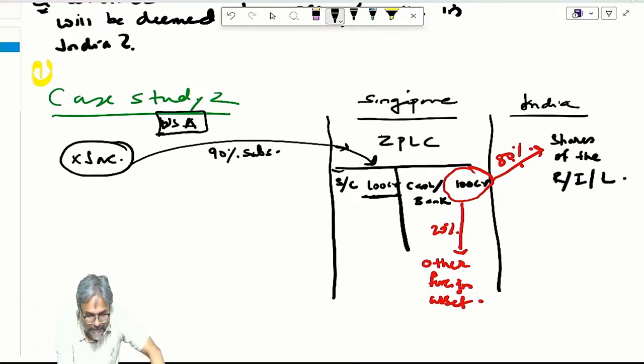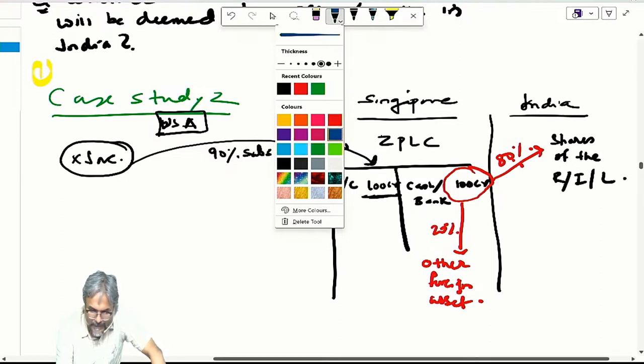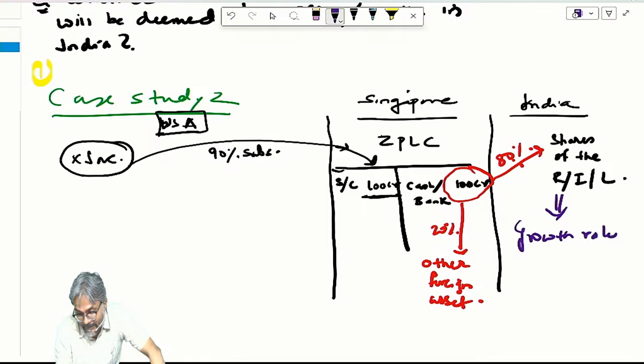Now the game begins again. Now you all are aware that, say for example, students, over here, the growth rate of RIL is 40%.